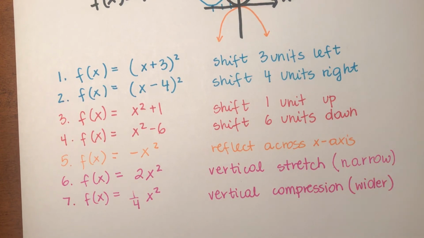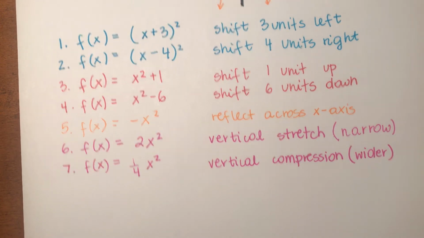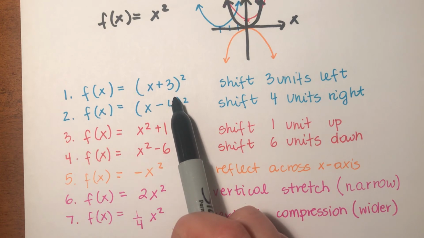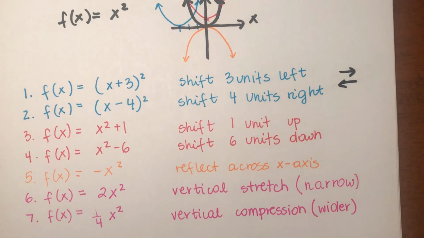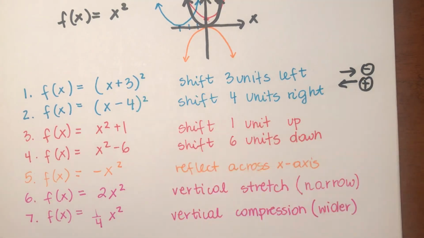Okay, now I'm going to list the function and we're going to focus on all the transformations. So notice the blue section: these are numbers inside of the parentheses, they represent horizontal shift, either left or right, opposite to what your intuition says. If you're shifting something to the right, that means you need to have a negative inside of the parentheses. If you're shifting something to the left, you need to have a positive inside of the parentheses.